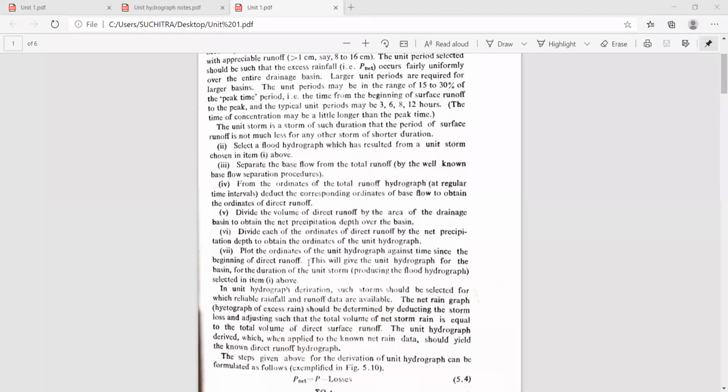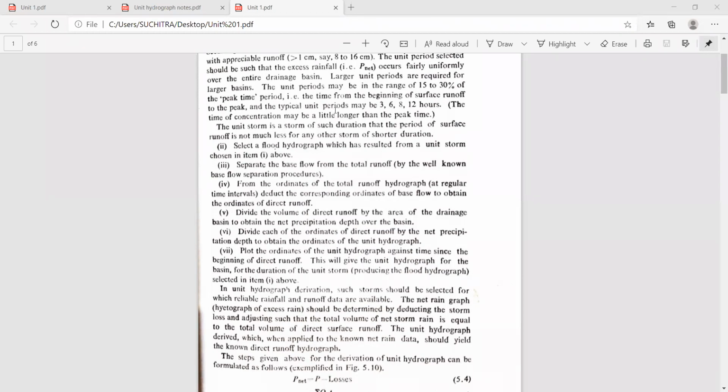So next, plot the ordinates of the unit hydrograph against time since the beginning of the direct runoff. So this will give the unit hydrograph for the basin for the duration of the unit storm, producing the flood hydrograph selected in item 1. So this procedure you need to follow in order to derive a unit hydrograph from the observed flood hydrograph.